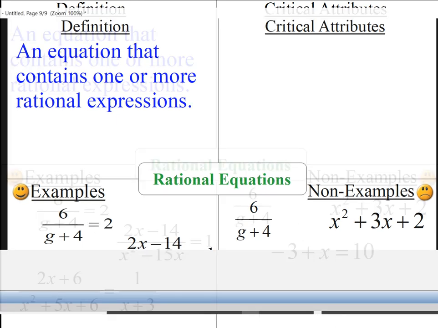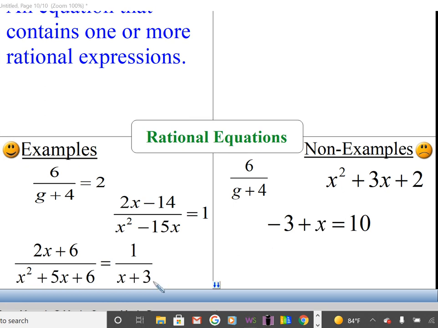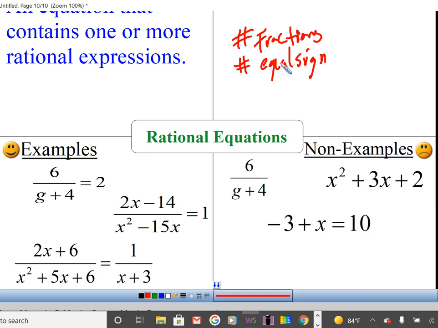So, what would be the most important thing to remember about rational equations? Fractions. Okay, I heard fractions. What else? Hashtag equal sign. Bam. So, hashtag equal sign, hashtag fractions. What else? What else do you see all over the place? Very good. Polynomials. Is that pretty good? How about a hashtag BAM?